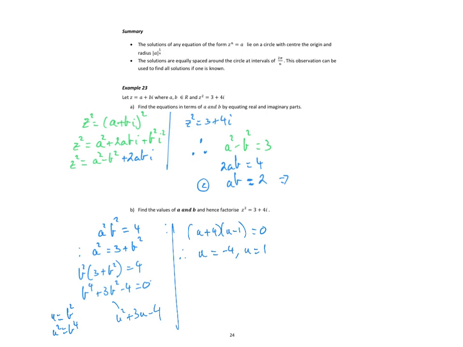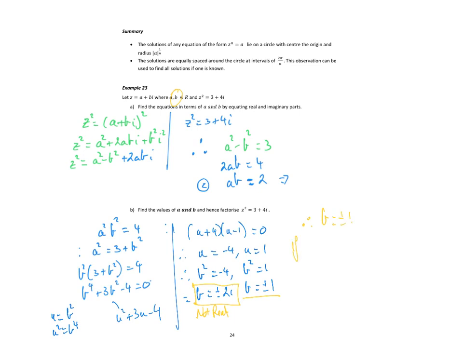Now u is actually b squared. So I can write b squared equals negative 4, b squared is equal to 1. Now, if we were to solve this, we would say b is equal to plus or minus 2i, and b is equal to plus or minus 1. Now, key thing to note here is, up the top, a and b are elements of R. So a and b are real, so the imaginary ones are not valid solutions. So therefore, b is equal to plus or minus 1.